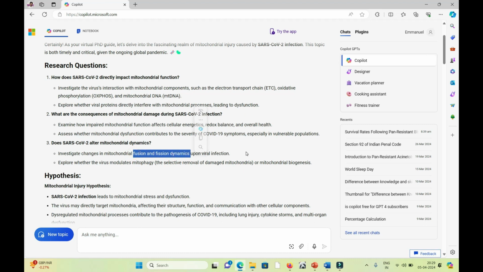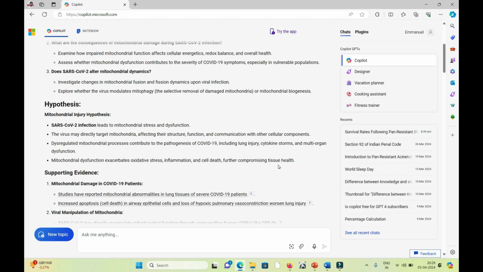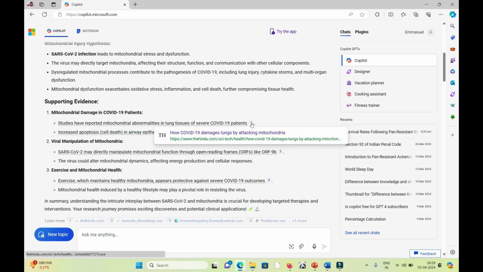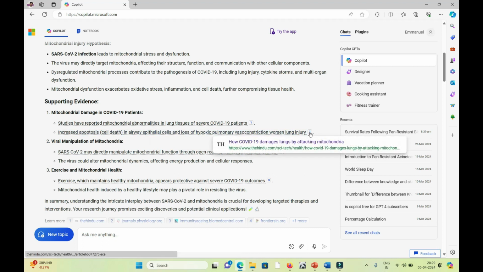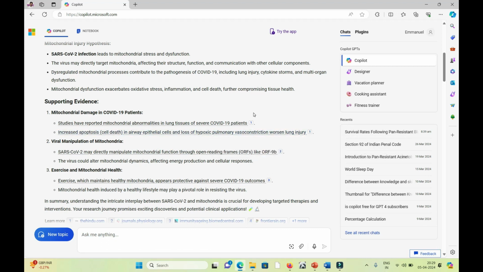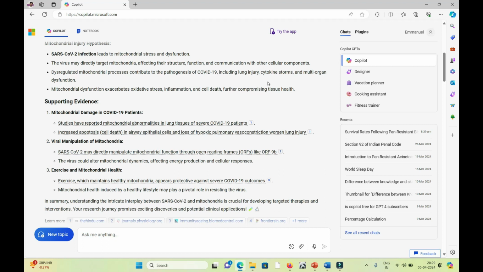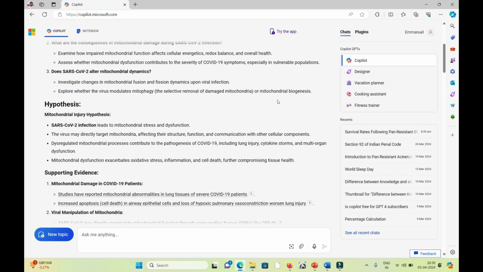So when I go through this, below that it has also given the hypothesis, the mitochondrial injury hypothesis, and supporting evidence. It has also given certain references. Some are just newspaper references, but these references are not the purpose of what we are looking at. Though it has come in a newspaper, it would have been from a scientific article. So here you can see that it is giving a link to a scientific article. Anyway, it has given us three research questions.